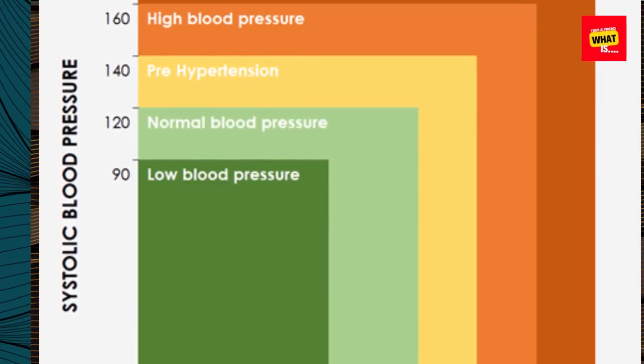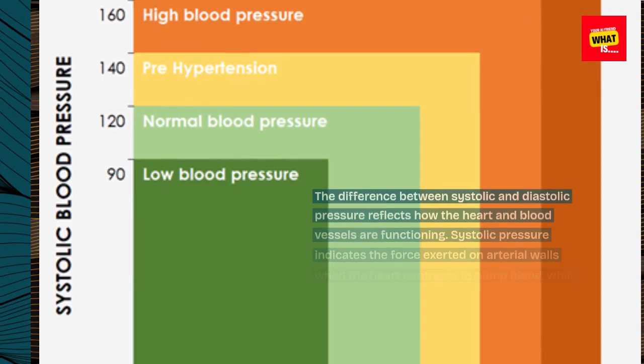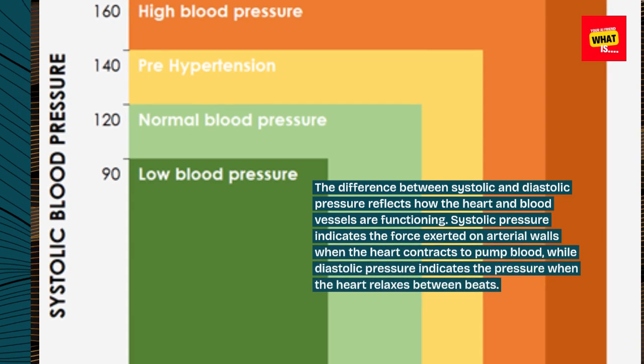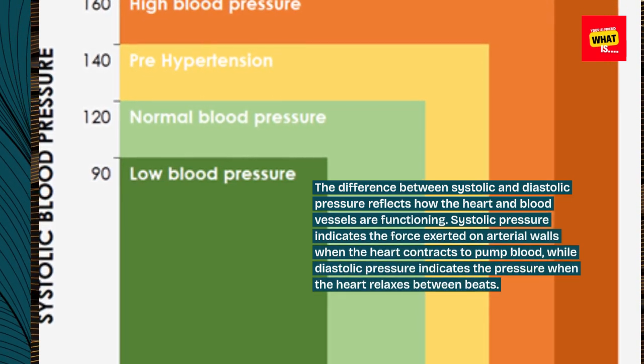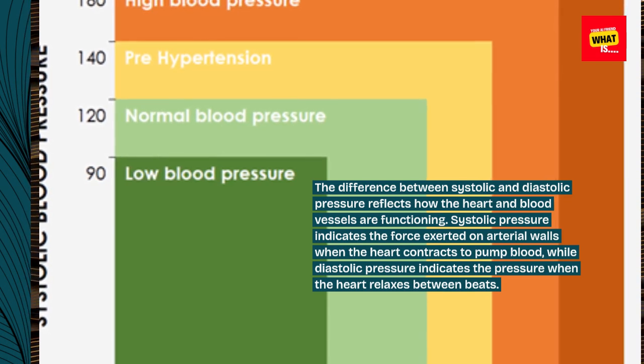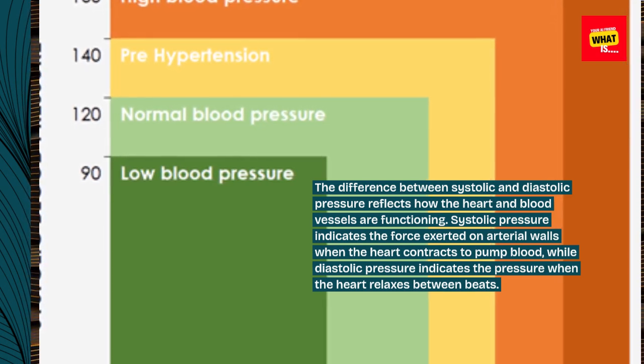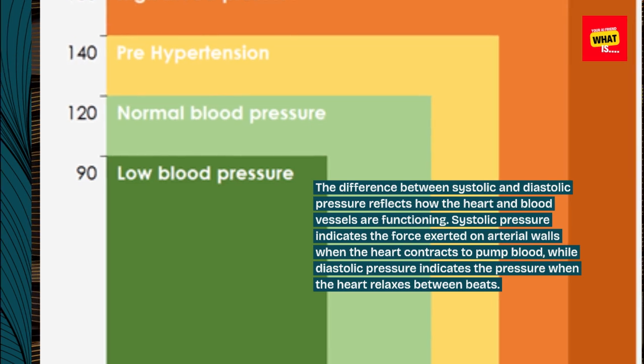The difference between systolic and diastolic pressure reflects how the heart and blood vessels are functioning. Systolic pressure indicates the force exerted on arterial walls when the heart contracts to pump blood, while diastolic pressure indicates the pressure when the heart relaxes between beats.